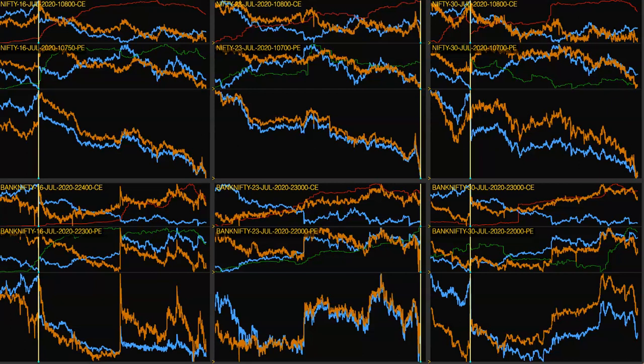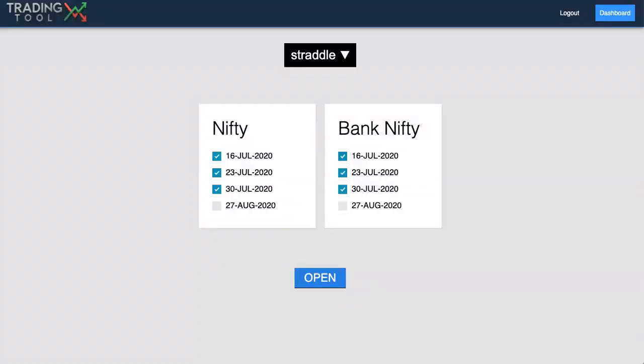I recommend you choose the liquid one if you are just referring to the IV. You can choose the liquid one and choose these 3 expiries or 2 expiries, whichever expiry you are going to trade.